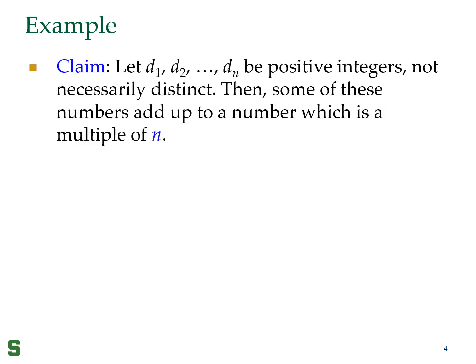Let's look at one more example. Let d1, d2 up to dn be positive integers. They're not necessarily distinct, but we have n of those numbers. Then the claim is the sum of these numbers adds up to a number that is a multiple of n. So let's look at an example. Let's say I have the numbers 1, 1, 5, 5, 10, 20, 36. I have 7 of these numbers. Then my claim is that I can add some of these numbers to get a sum that is a multiple of 7.